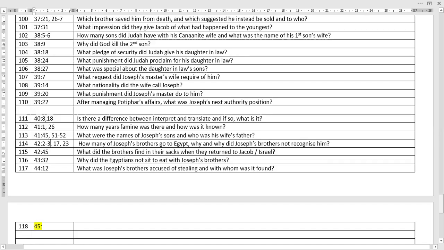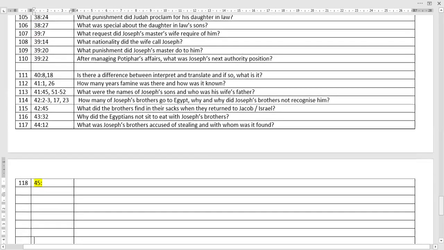All right, question 115. What did the brothers find in their sacks when they returned to Jacob's place? They found the money that they took to buy the food. They found it back in their sacks.